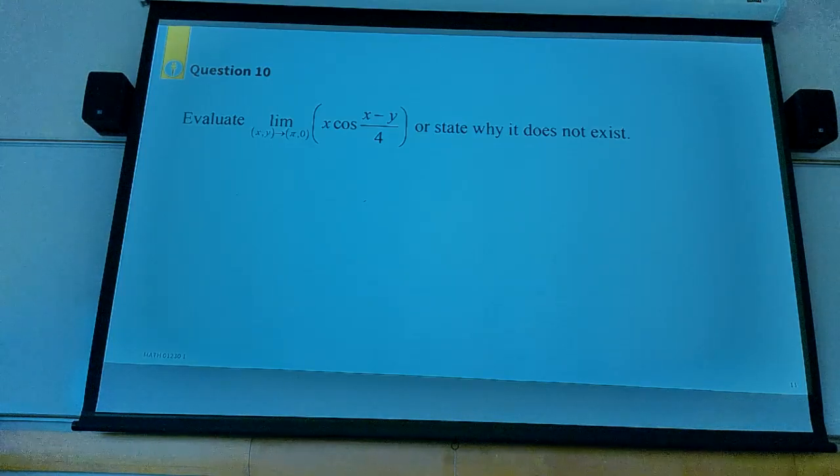So this one's a little bit different in terms of why direct substitution would work. The idea here would be to break it down: you have the limit of x times the limit of that cosine, right? But now you have cosine of (x minus y) over 4. Replace it with z.